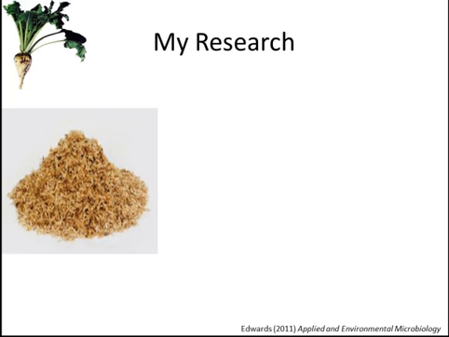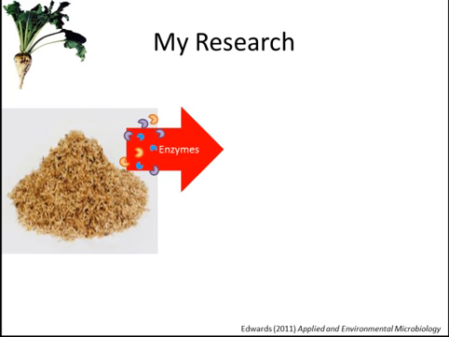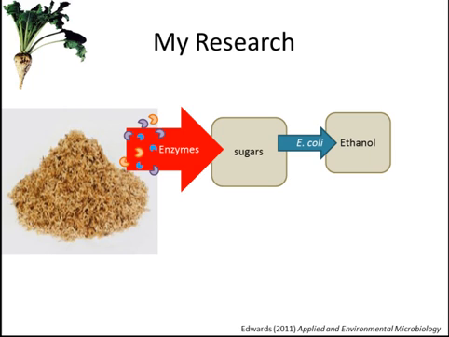Now let's recall how fermentation works. First, we add enzymes to break up the sugar chains. Then, we add a microorganism, in my case, a bacteria called E. coli. The bacteria will use the sugars to produce ethanol. Unfortunately, the addition of enzymes at the beginning is one of the most expensive parts of making ethanol. That is why I have been researching a method to decrease the amount of enzymes that we have to add at the beginning of the fermentation.